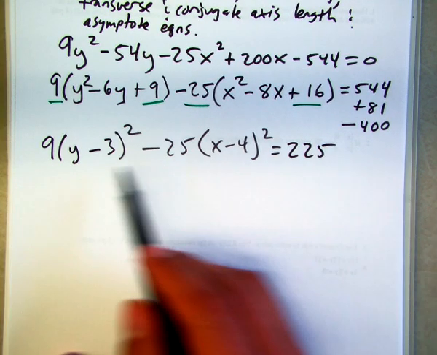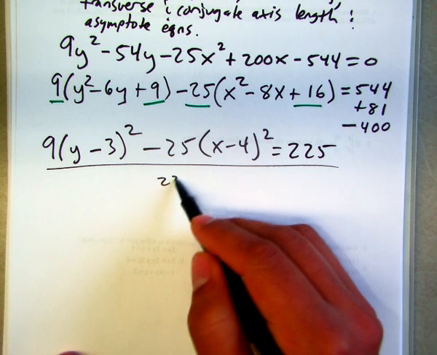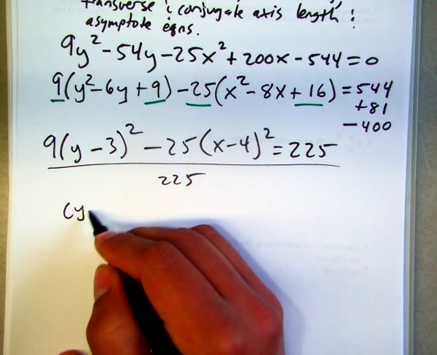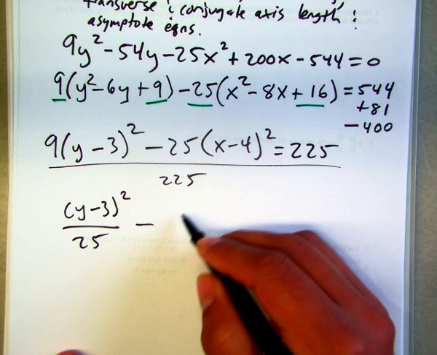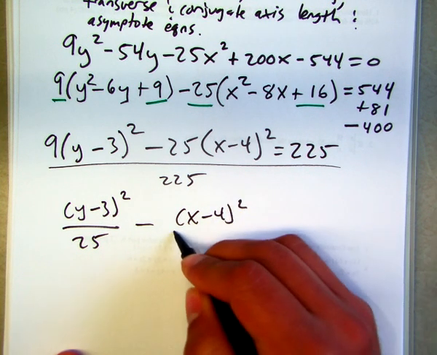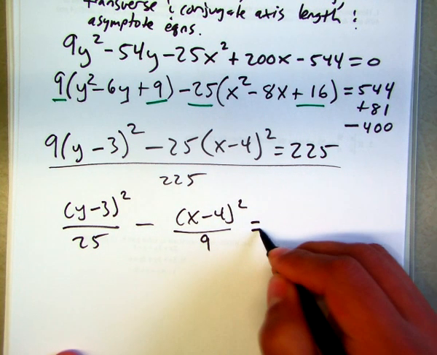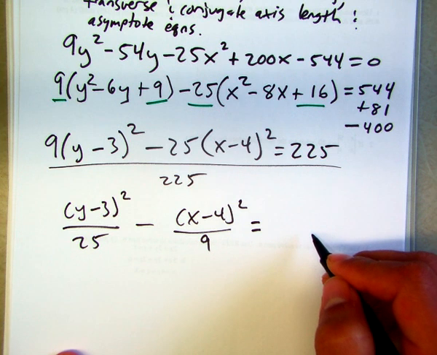Divide by 225. That over 25, and then the other one's over 9. And what's this last one? 1. Okay, just making sure.